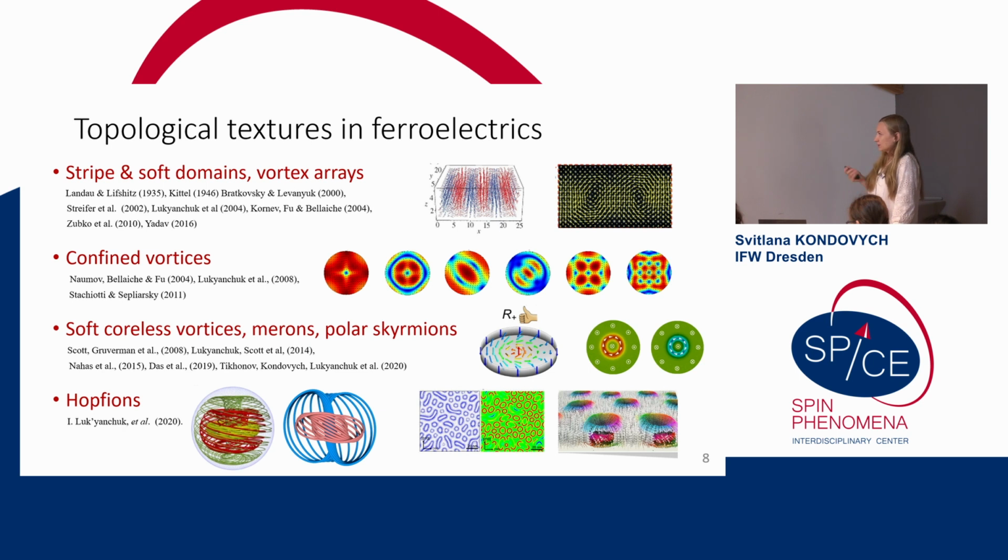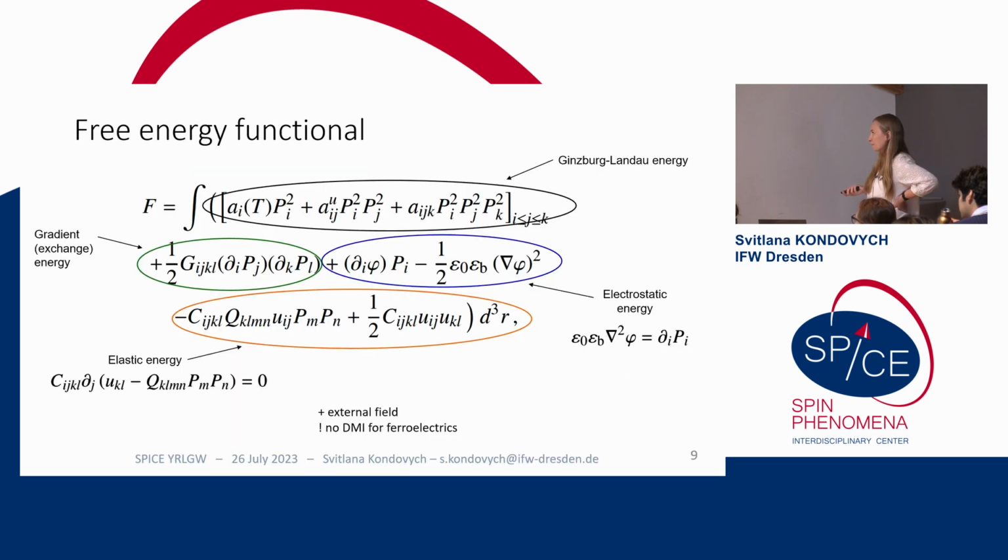And in the last 10 years, there was a variety of structures simulated, predicted, and experimentally measured, including different types of domains, vortices, arrays of vortices or merons or skyrmions, and also in 3D geometry, like a nanoparticle, it was shown that this non-trivial knotted soliton called Hopfion may also exist as a ground state.